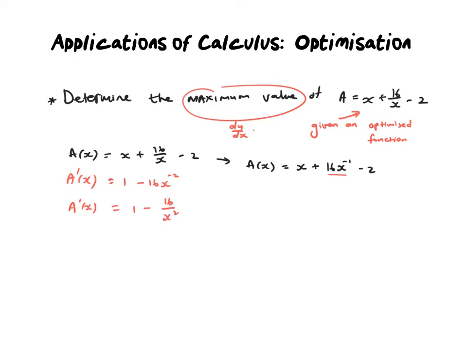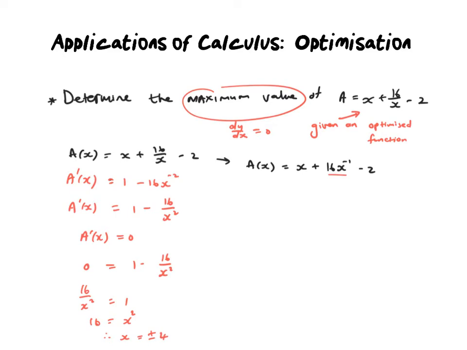And what do we do then to find the maximum or minimum value? We let the derivative of that optimized function equal 0. In other words, 0 equals 1 minus 16 over x squared. Therefore, 16 over x squared is equal to 1. That means x squared is equal to 16. That means x is equal to plus or minus 4.